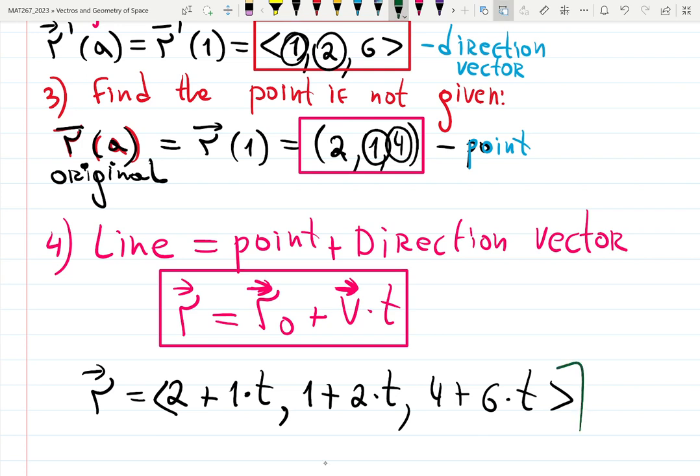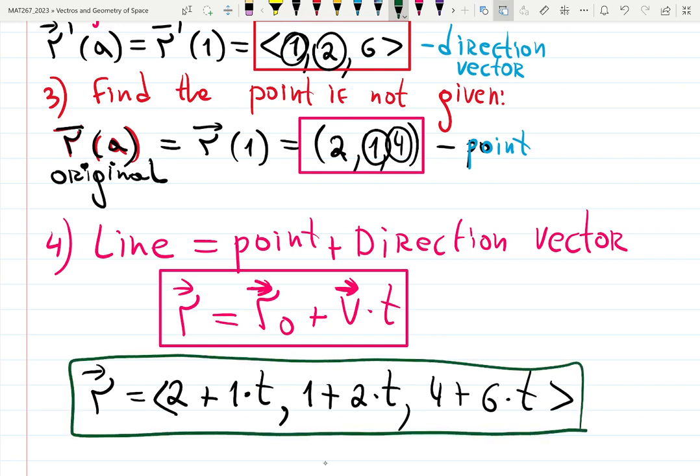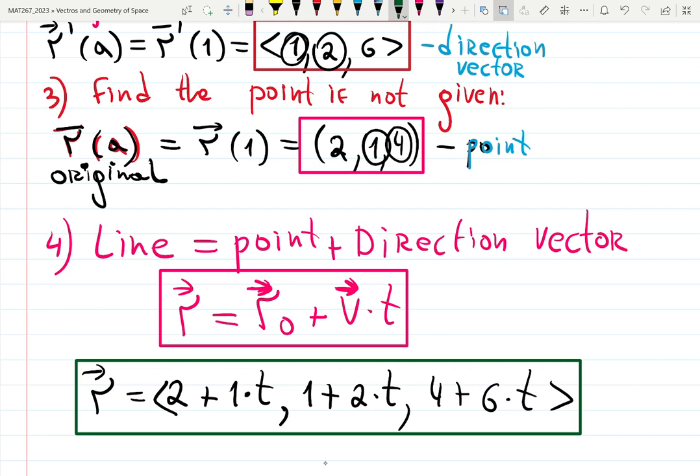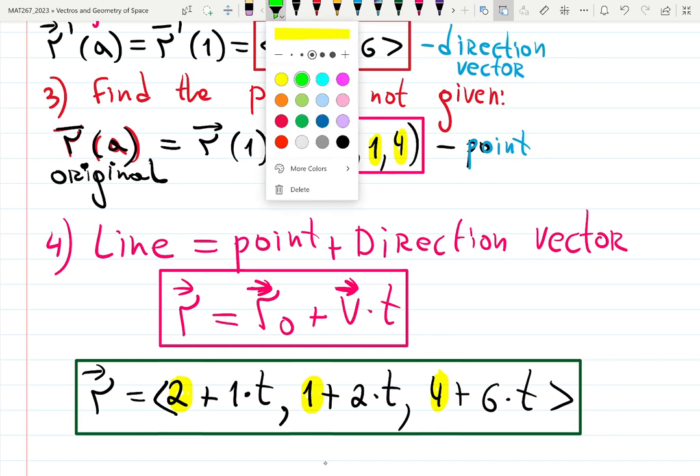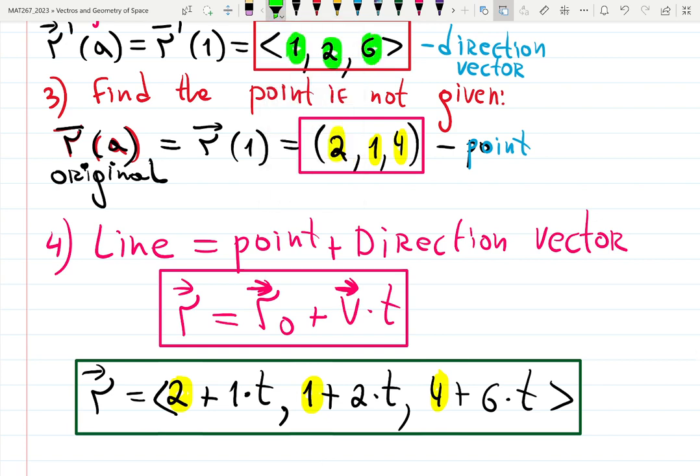This is the answer. See, the original point, 2, 1, 4, and then the slopes were used, 1, 2, 6. It's a slope for each case. So I used 2, 1, 4, color coding for you, and green, 1, 2, 6. Those are slopes. So that's repeating the previous material, but in a new way, because now we had to find derivatives. Yes. Good. I found a mistake. Did you find a mistake? It's a small notation mistake.